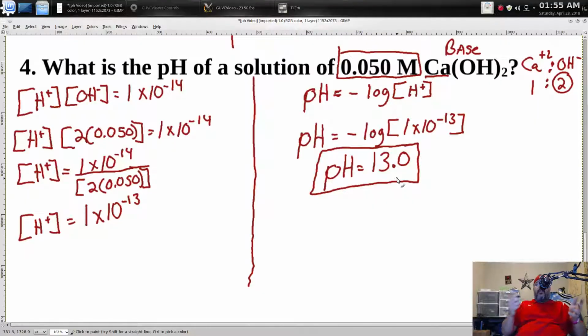So anyway, guys, I hope that this was helpful as far as calculating the pH, given a molarity of a basic solution or an acidic solution.